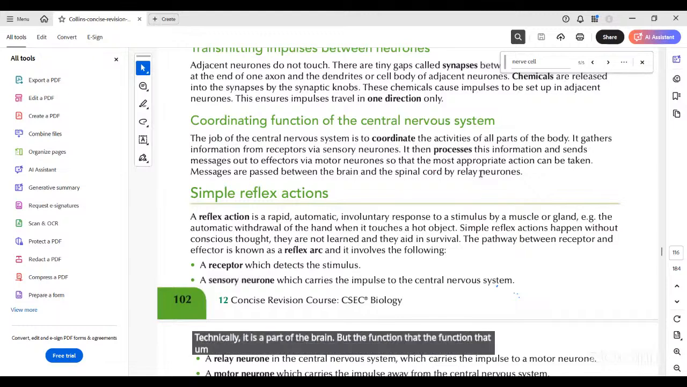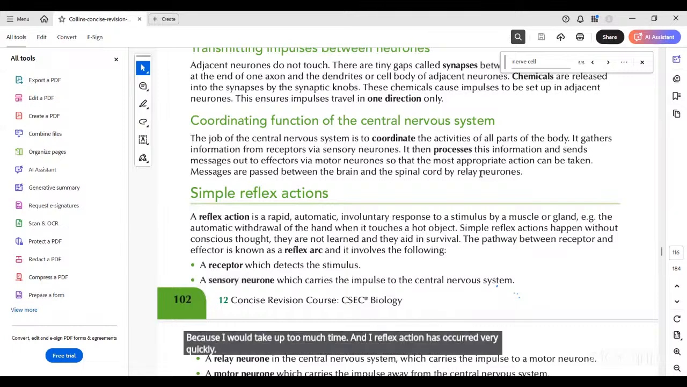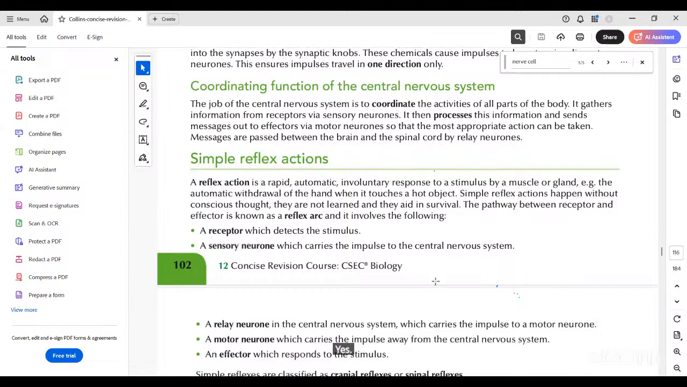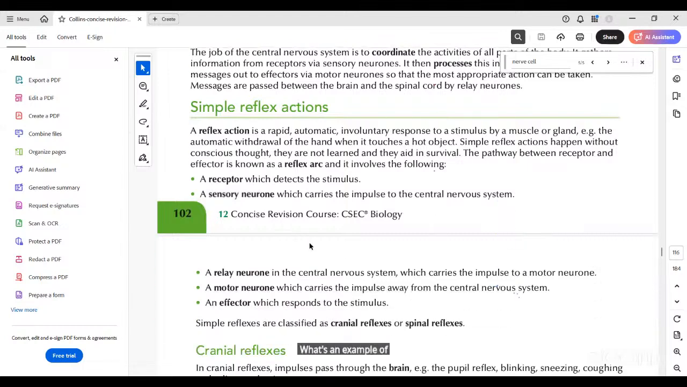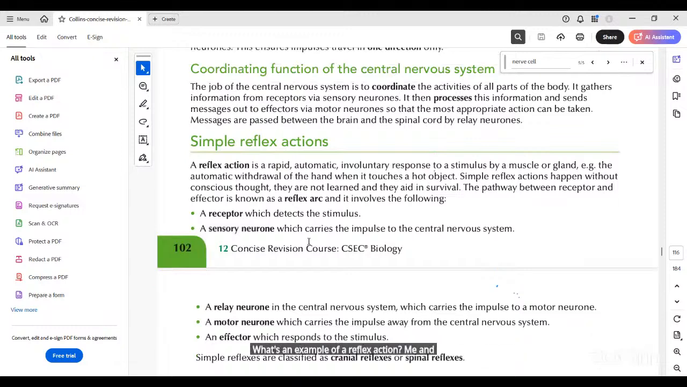The reflex action doesn't involve the brain because, why doesn't it involve the brain? Because that would take up too much time, and a reflex action has to occur very quickly. Exactly. So I'm assuming it's just the spinal cord, then, sir. Just the spinal cord. All right, thanks. Are we clear? Yes, sir. What's an example of a reflex action? Knee jerking. Knee jerking. Excellent. All right.